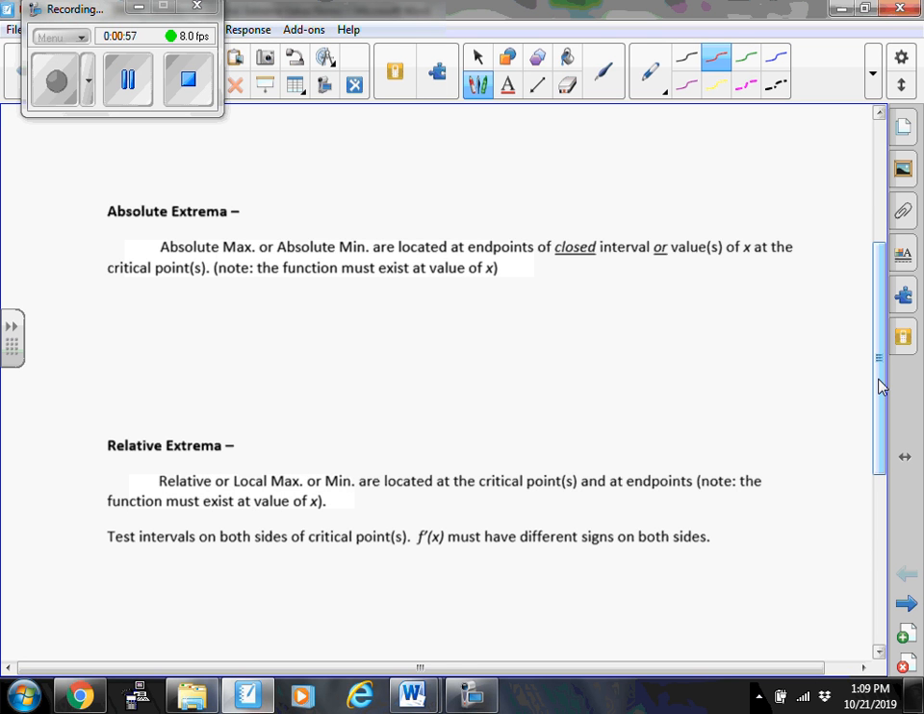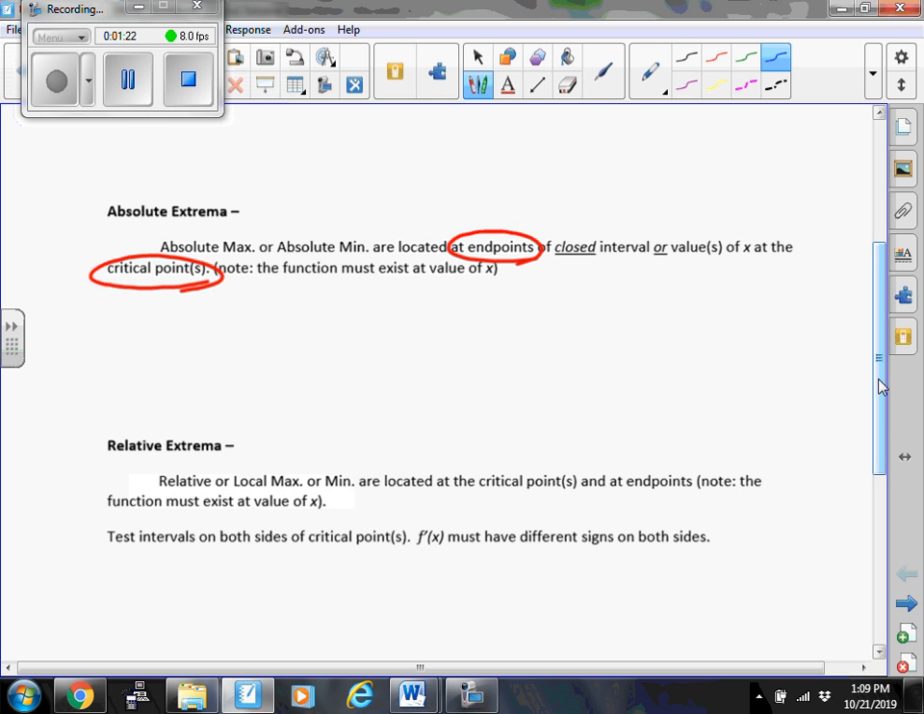Absolute maxes and mins are located at endpoints. We just need to identify the endpoints, not only where they're at, but what their value is, and at the critical points. And you'll see an illustration of that in a second. We need both, because that's where the extremes can live.